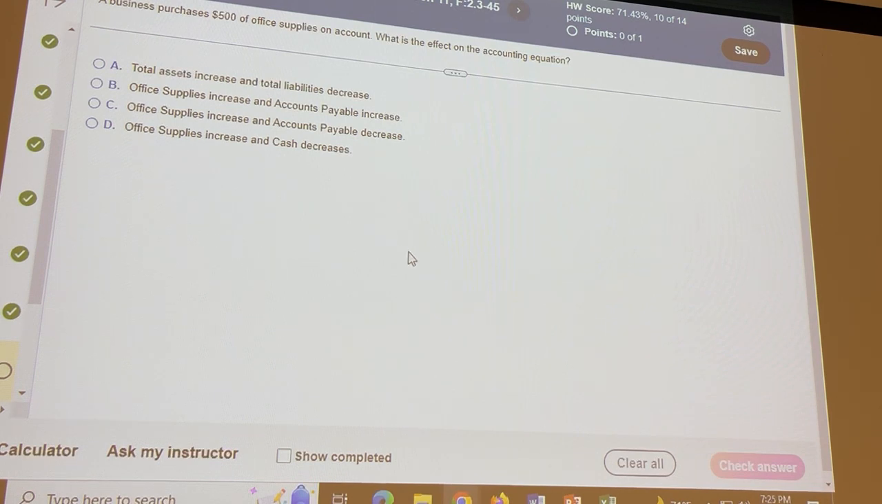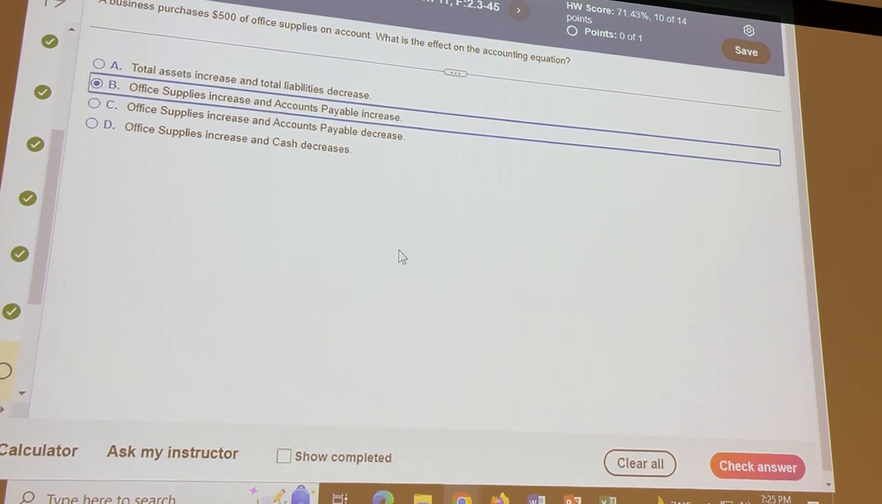Okay, a business purchases $500 of office supplies on account. What is the effect on the accounting equation? The office supplies increase and cash decreases. No. Office supplies increase and accounts payable increases. Yeah, right. No cash involved yet, so office supplies increase, accounts payable increase.